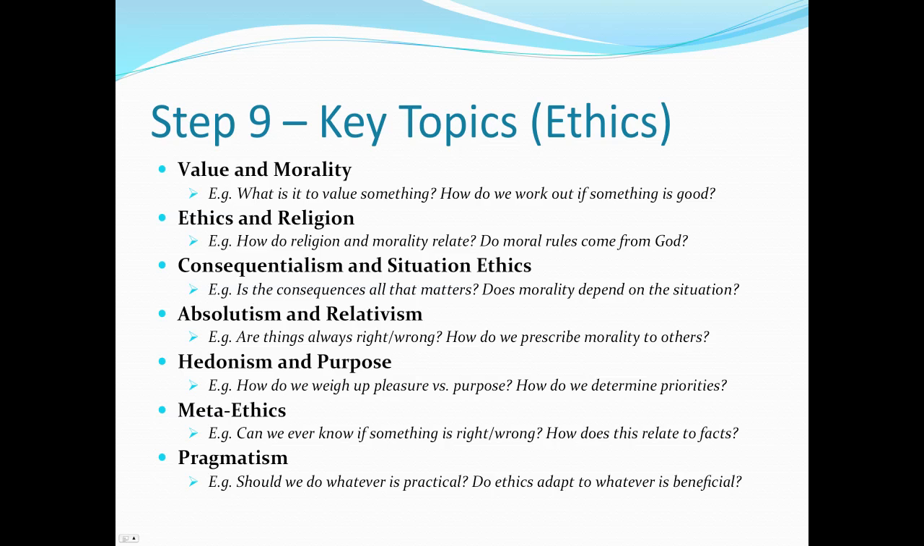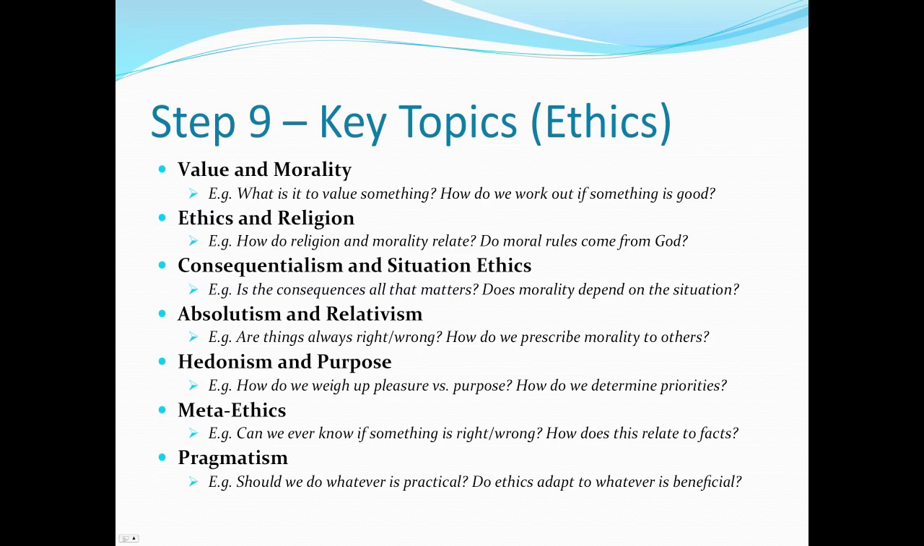Step 9. Key topics, ethics. Here we have some examples of a few of the main questions that come up in ethics. First, we have value and morality, asking questions like, what is it to value something? And how do we work out if something is good? Second, we have ethics and religion, looking at things like, how do religion and morality relate? And do moral rules come from God? Next, we have consequentialism and situation ethics, where we can consider things like, are the consequences all that matters? Or does morality depend on the situation?